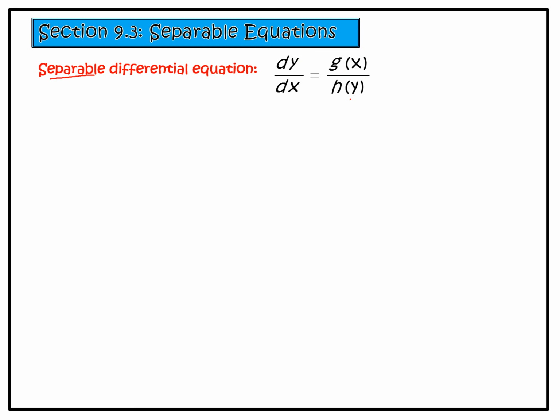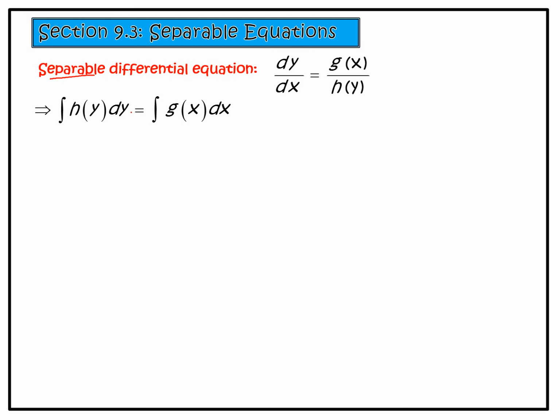And the good thing about that is that if you cross multiply, you'll get g of x dx equals h of y dy, like this. And then you can integrate both sides. So if the two functions are equal, their integrals are equal.